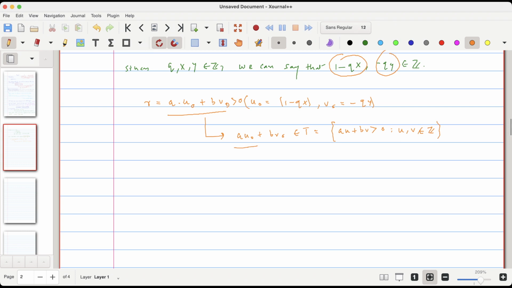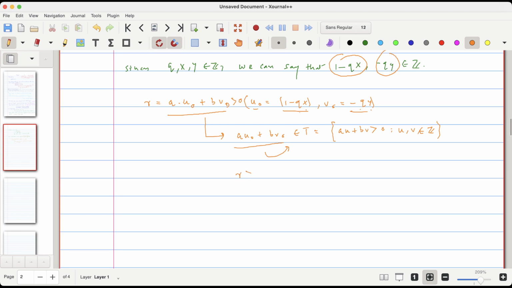Right? So A u naught into B v naught. Remember, u naught and v naught are not arbitrary integers. They are fixed integers because Q is fixed, X is fixed, Q is fixed, Y is fixed. So u naught and v naught are fixed integers. Okay, so it's an element of T.